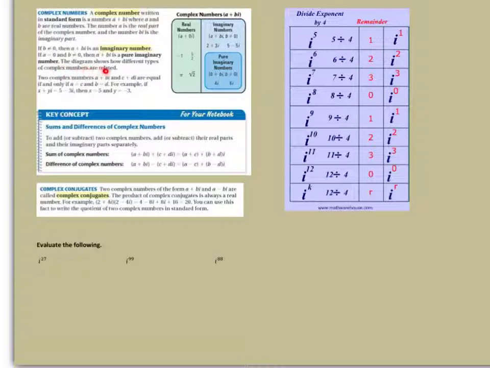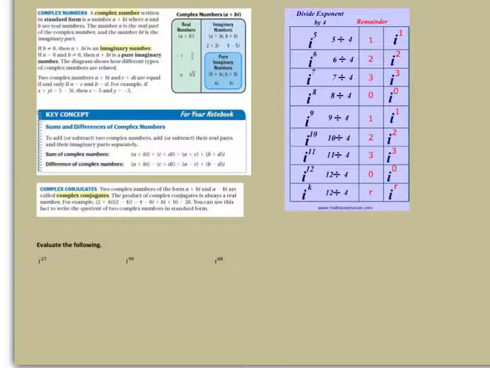The diagram shows how different types of complex numbers are related. Two complex numbers, a plus bi and c plus di, are equal if and only if a equals c and b equals d. Okay? So they're only equal if they're the exact same complex number, guys. For example, if x plus yi equals 5 minus 3i, then x equals 5 and y equals negative 3.